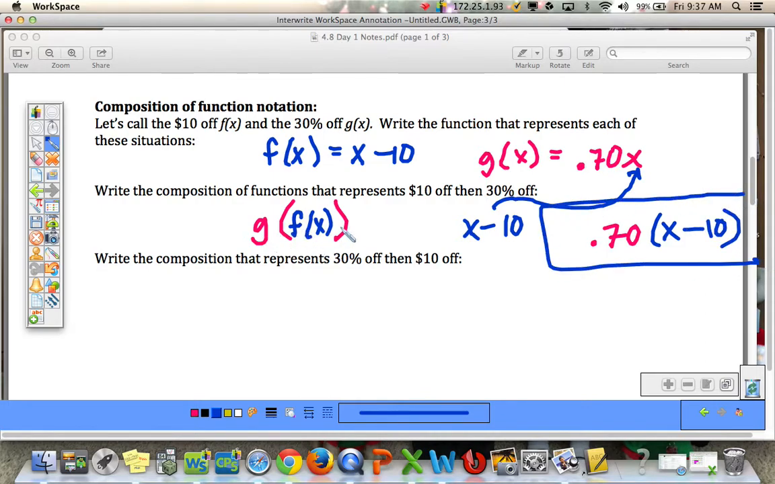It's called g of f of x. We do f of x first, and then we plug it in for x for g. So 0.70 times x minus 10. Okay, so again, we did x minus 10 first. I put that in parentheses and took 70% of that. All right, let's do it the opposite way.